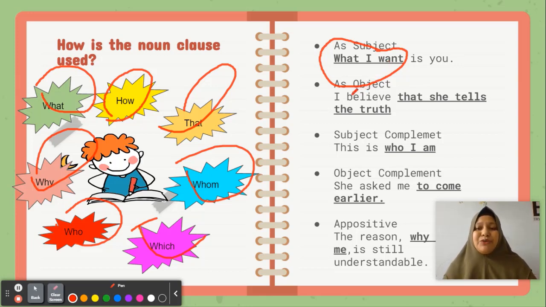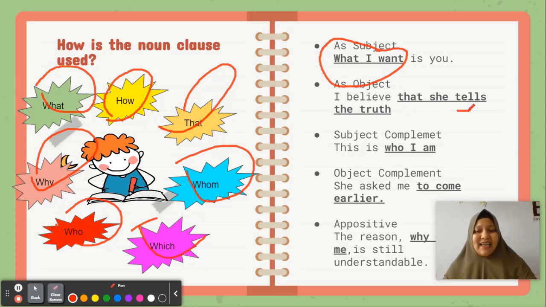Okay, and number 2 is as object. As we know, the object comes after the verb. Now let's see the example. I believe that she tells the truth. Here we use the subordinator that, or relative pronoun that, or that clause. Okay, that she tells the truth is a noun clause functioning as object.